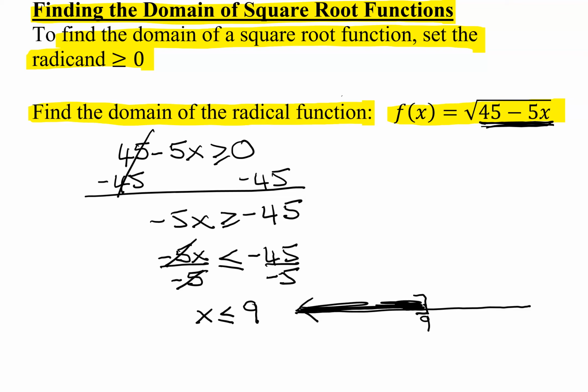And how do we write that in interval notation? Our interval starts at negative infinity and goes up to positive 9. Put a square bracket on it so it can include 9. So we've now found the domain of this radical function.